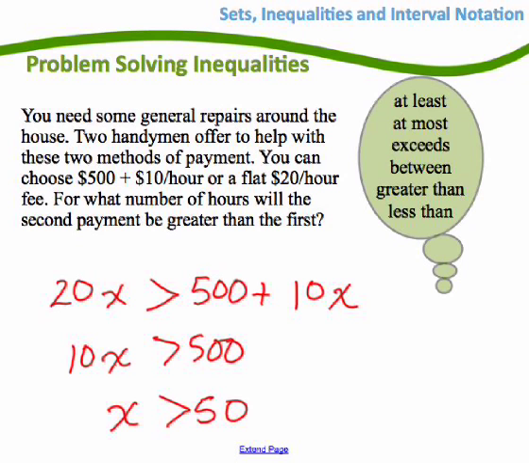So if I'm looking at a job and I think that it is going to take more than 50 hours to complete, then I tell the guy, hey, 20 bucks an hour flat fee, that works good for me. If it's less than 50 hours, then probably this one would be a better method of payment. I think that's right.